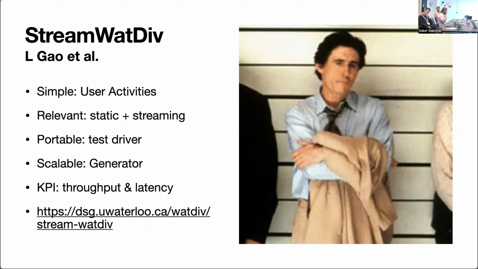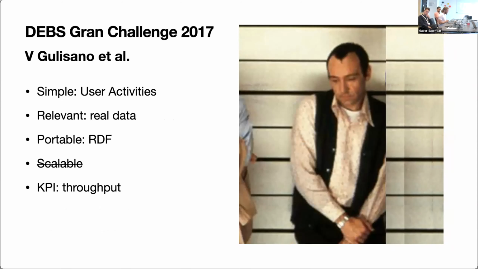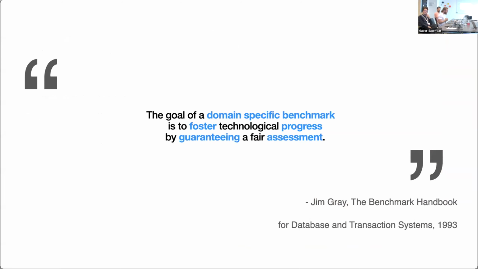Finally, StreamWatDiv, in my personal taste, is the best. User activities over the web, click streams, static and streaming data, test drivers, so it's easy to run. Queries are easy to use, with a generator for queries and data, and throughput and latency as the main characteristics. It is the most recent, so it suffers from that, but it will keep up. And finally, I just want to mention the DEBS Grand Challenge 2017, which is also user activity, real data in RDF, and measures throughput. Unfortunately, it doesn't scale because the data are from the Hobbit project, so they're not available unless you ask for them. Now, why am I showing you this?